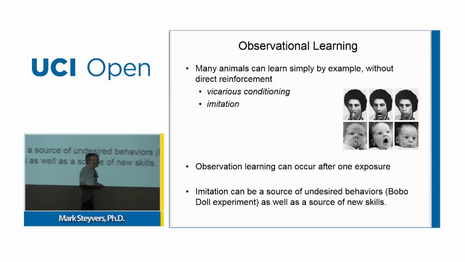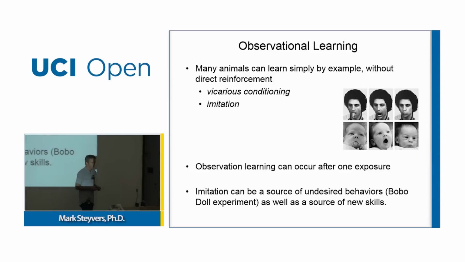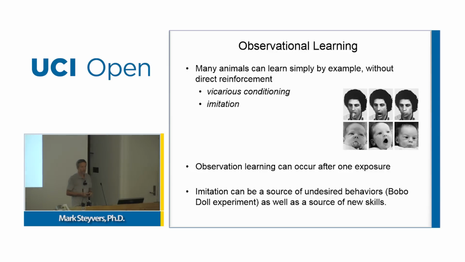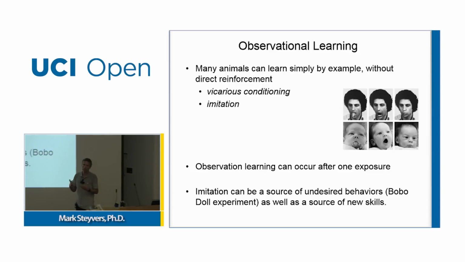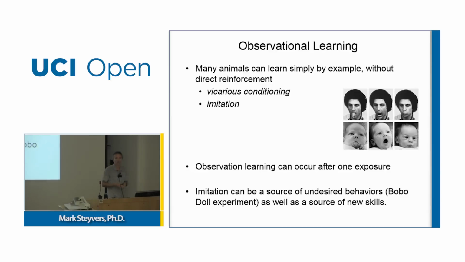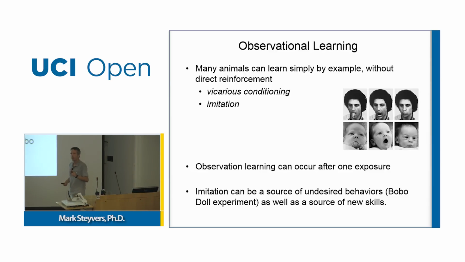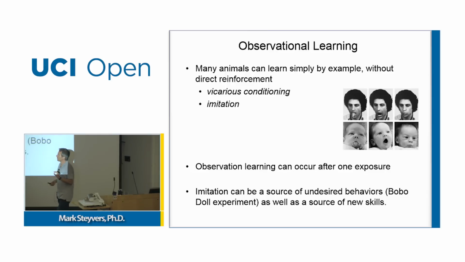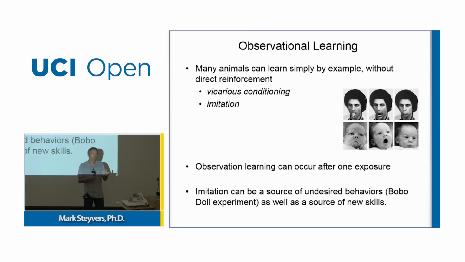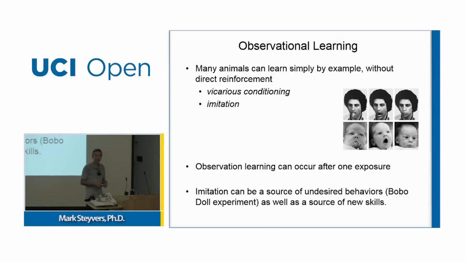Now, one more type of learning, observational learning. Again, this is an example of learning that presents a problem for the standard behaviorist theories that focus on the role of reinforcement. Many animals can learn by example without any reinforcement. Monkeys can watch another monkey receiving a reward or being punished or exhibiting a fearful response, and other monkeys will learn from that. This is called vicarious conditioning.